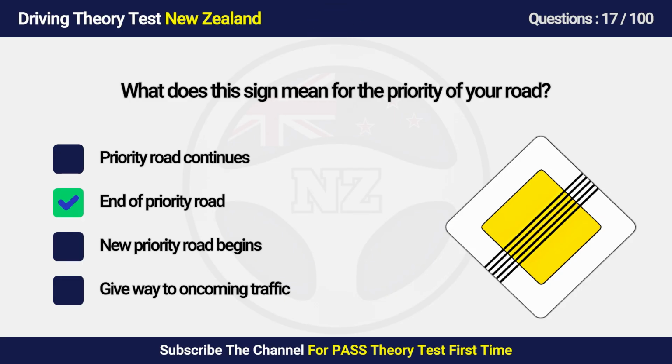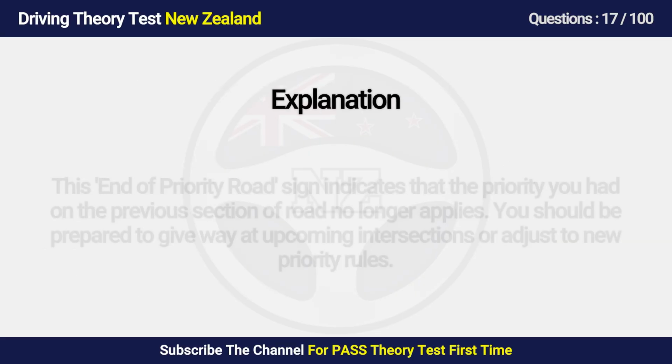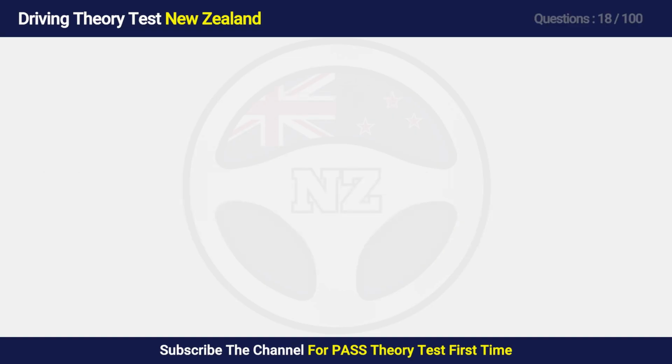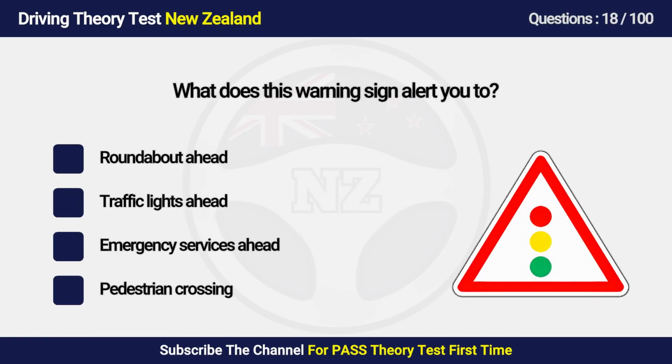Answer is B. End of priority road. This end of priority road sign indicates that the priority you had on the previous section of road no longer applies. You should be prepared to give way at upcoming intersections or adjust to new priority rules. Question 18. What does this warning sign alert you to?